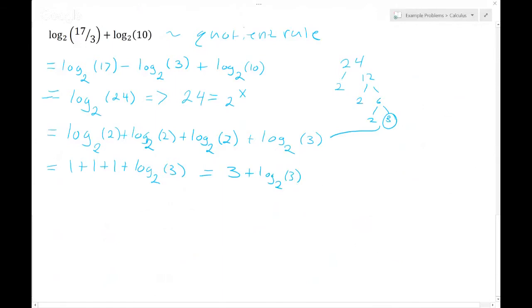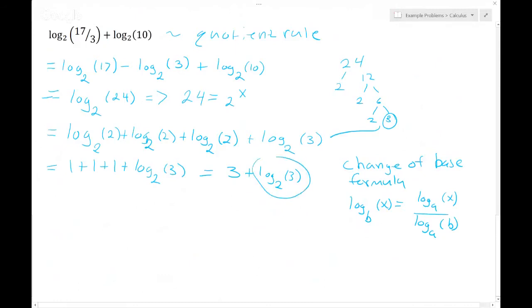And then this is where the change of base formula comes in. So I'll rewrite that quickly, which is change of base. We have log b of x is equal to log a of x divided by log a of b. And so now that we have this guy here, we can use it to figure out what our log base 2 of 3 is going to be using a calculator.